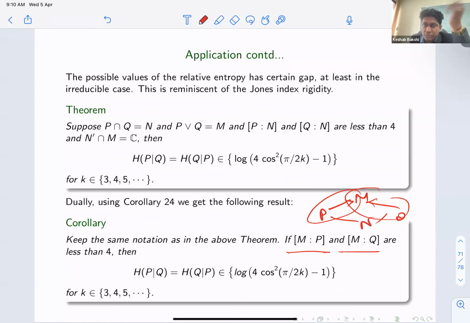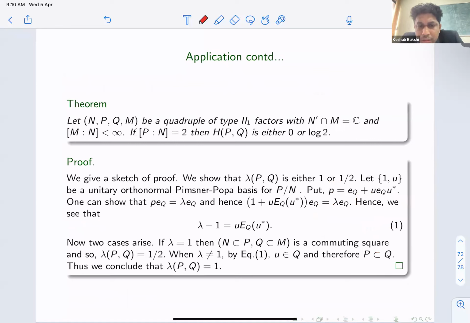And another, how much time do I have? Oh, it remains. I'm almost done. 20 minutes. Oh, 20 minutes. I'm almost done. Then I'll talk about angle at the end. Okay.